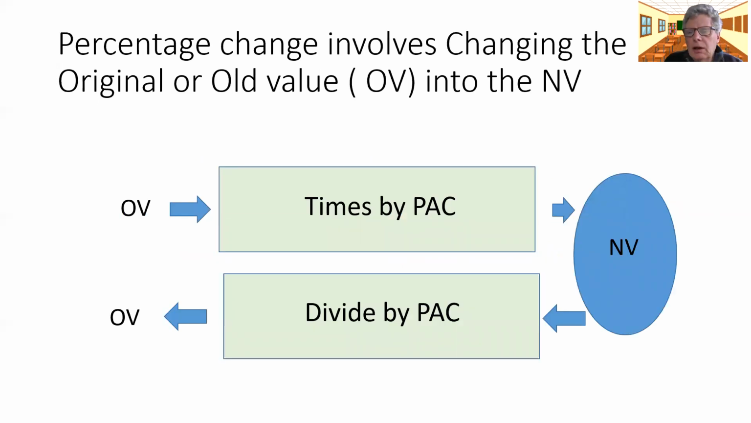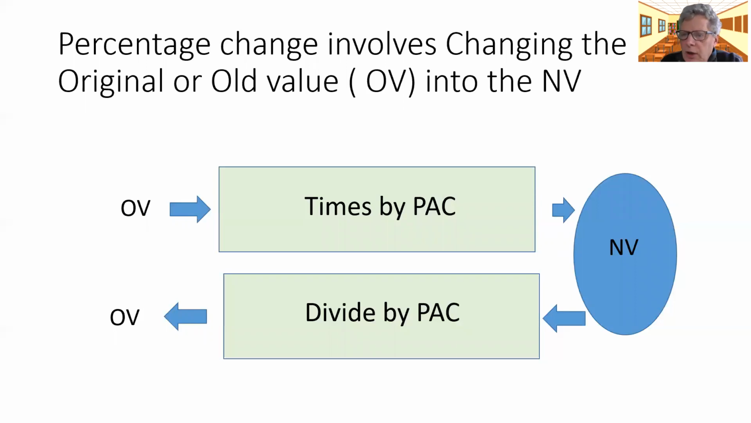So we'll quickly look now at how we're going to use this PAC, and we're going to use 2 ideas. The value we start with, the original value or the old value, turns into a new value or the NV. So in our function machine, we have the OV, and all we do is multiply it by the PAC, and that will give us a new value.